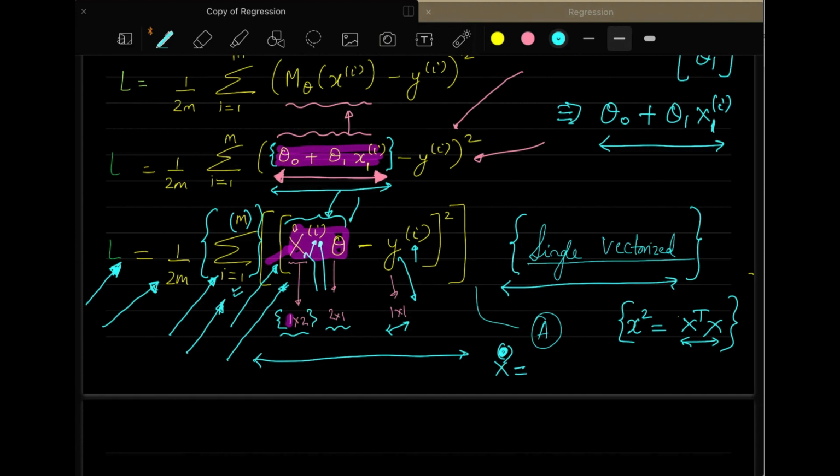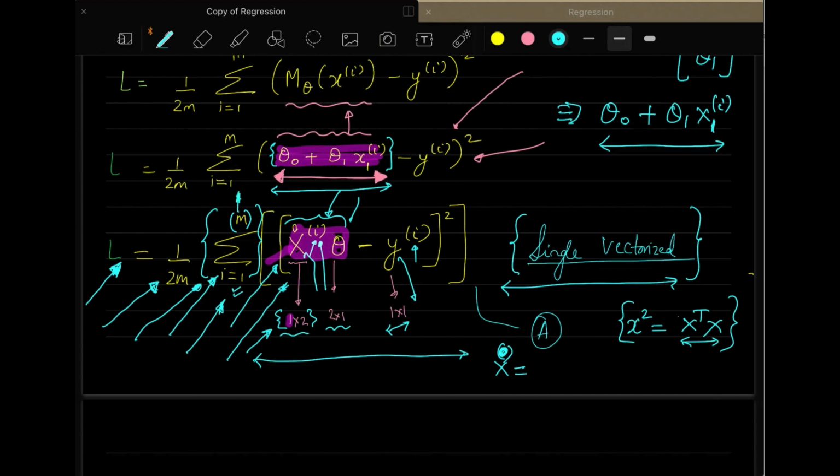You understand? You are taking only a single row out of it. That's why you have a summation at the back, with i running from 1 to m. So this dimension will always be the same. It will not change with the samples. The only thing that changes is the summation sign.